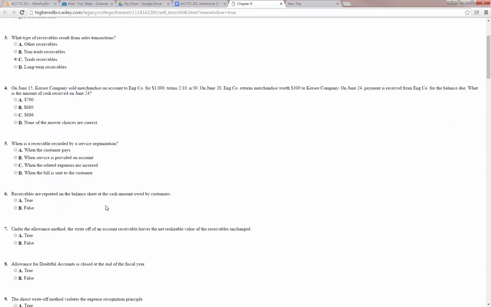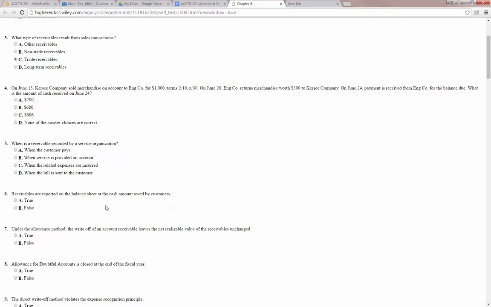Number 4, on June 15th, Kersey Company sold merchandise on account to E&G Company for $1,000, terms 2/10, net 30. On June 30th, E&G Company returns merchandise worth $300 to Kersey Company. On June 24th, payment is received from E&G Company for the balance due. What is the amount of cash received?